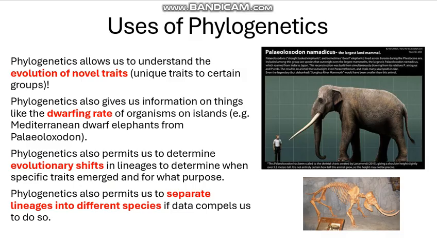Some uses of phylogenetics: phylogenetics allows us to understand the evolution of novel traits, unique traits to certain groups. Phylogenetics also gives us information on things like the dwarfing rate of organisms on islands, for example, the Mediterranean dwarf elephants that became gradually dwarfed from their large ancestor Paleoloxodon. Phylogenetics also permits us to determine evolutionary shifts in lineages to determine when specific traits emerge and for what purpose. And phylogenetics also permits us to separate lineages into different species if the data compels us to do so.